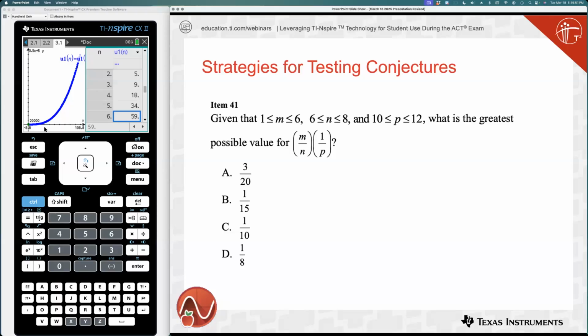And Marco has also talked about the trace and table features are great options. So yeah, we demonstrated both of those. Okay. All right, so we've moved on to this question 41, which is a hard question on the enhanced ACT.